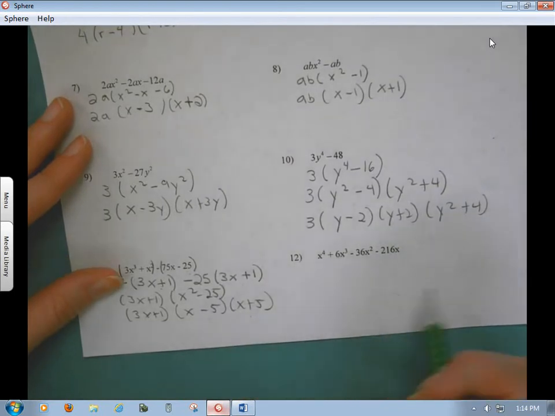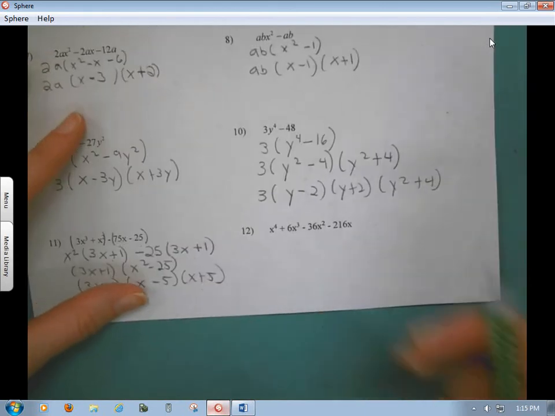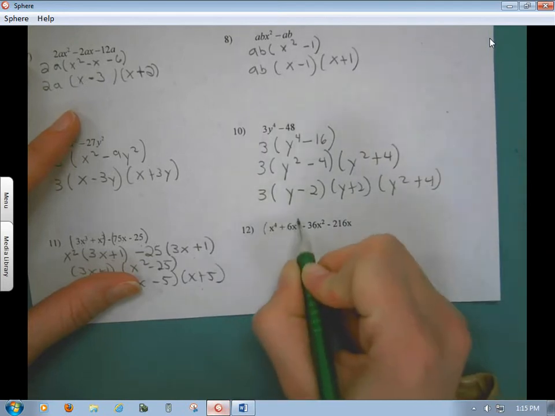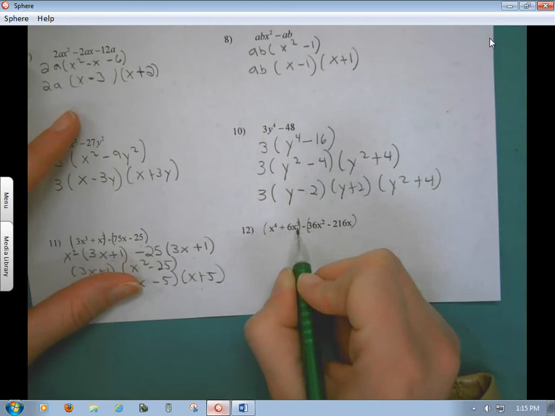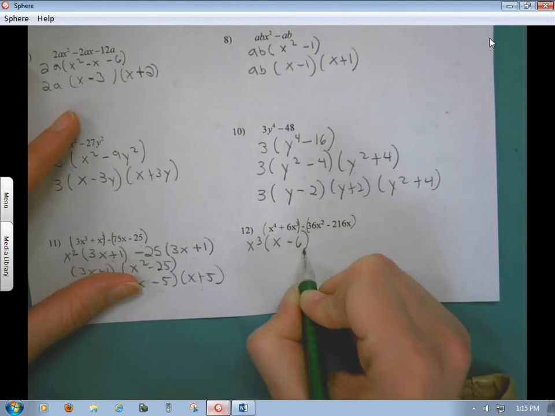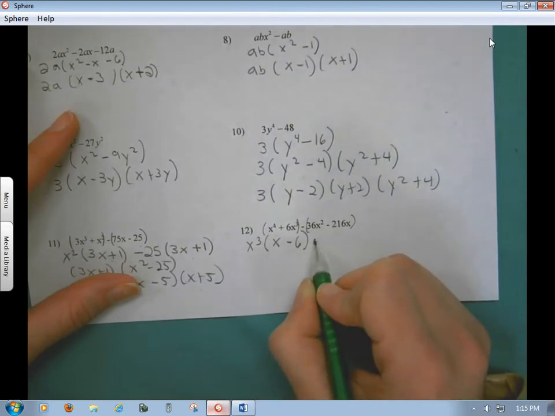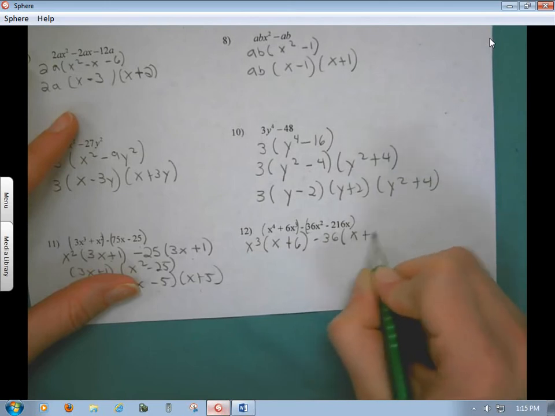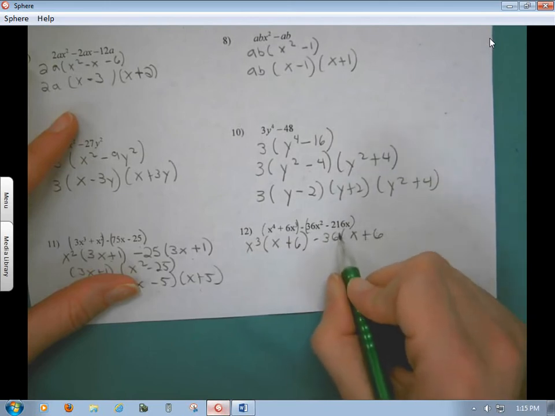I might have to swoop over to the side. Okay, so again, I'm going to group. First look and decide how you want to group. I want to group like this. So here I'm going to pull out an x to the third, leaving me with x minus 6. And then over here, I want to pull out a negative 36, leaving me with, oops, sorry, this is a plus 6, leaving me with an x plus 6. That sign was confusing me. I want to pull out a 36x here.